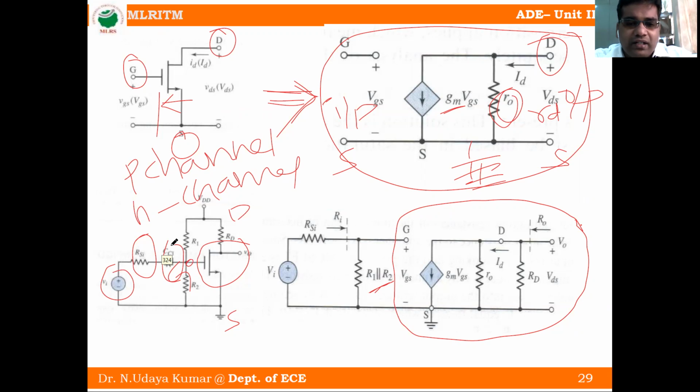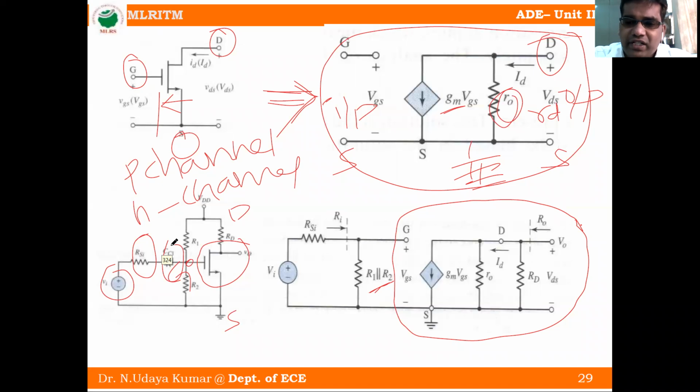From this small signal analysis, we can calculate many parameters like current gain, voltage gain, input impedance, output impedance. Like in BJT, we calculated many parameters like voltage gain, current gain, input impedance including source, input impedance excluding source. Likewise, we will calculate here also.